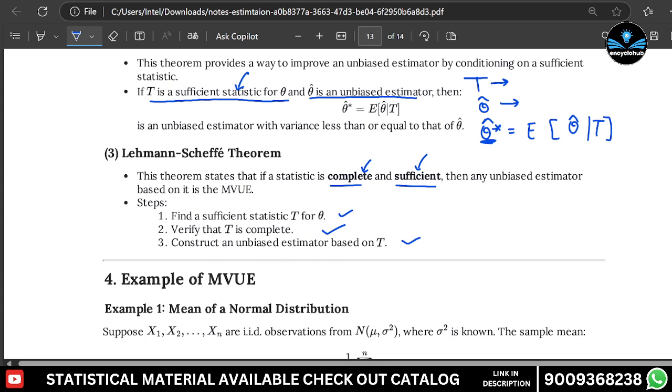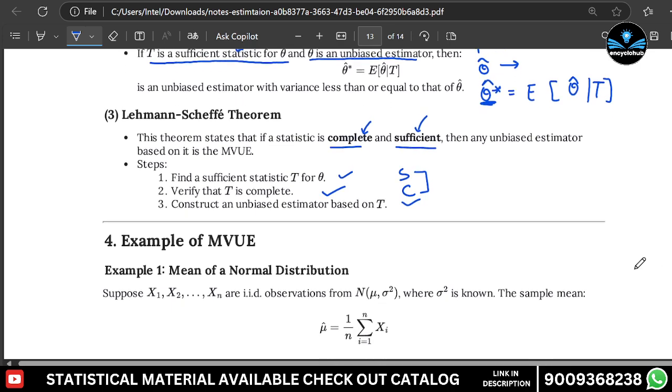So first we find the sufficient statistic, then verify the completeness. If both properties are confirmed, it means that the Lehmann-Scheffe theorem is verified. And after that we construct the unbiased estimator based on T.